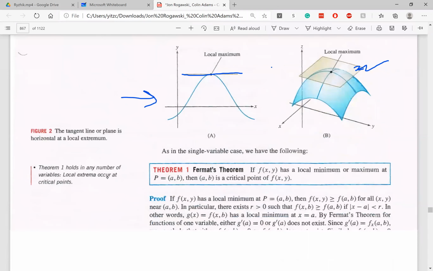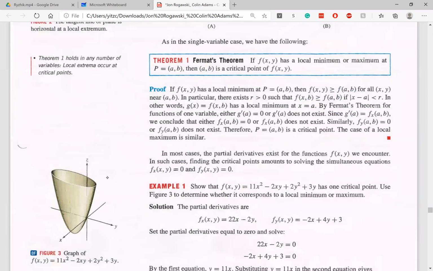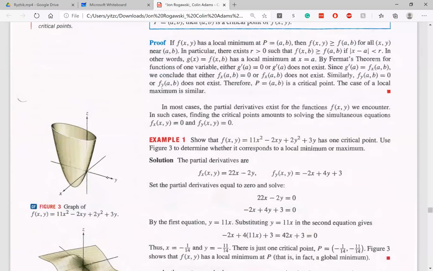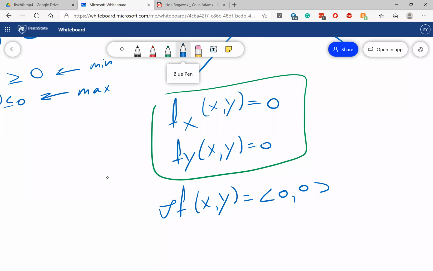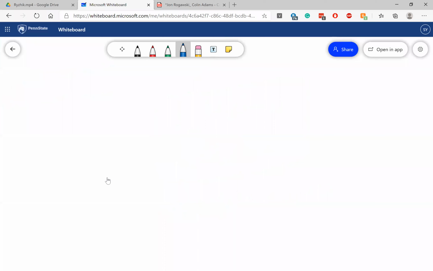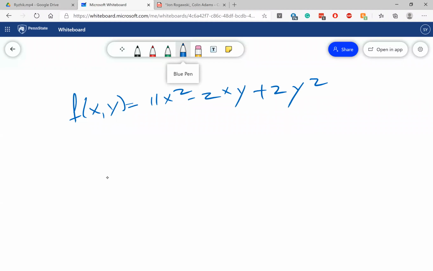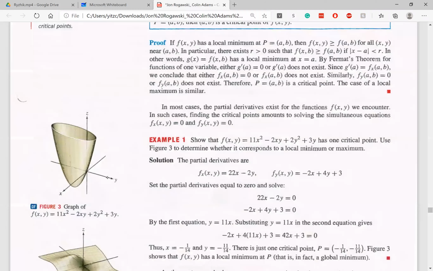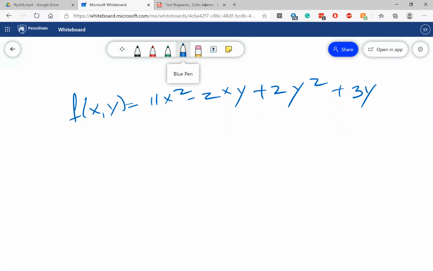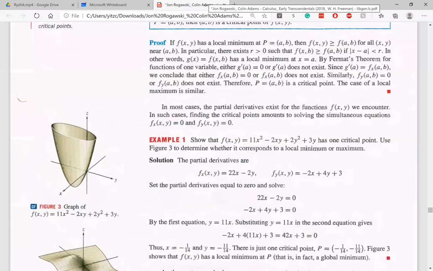So let's do an example. They tell us function f of x, y is equal to 11x squared minus 2xy plus 2y squared plus 3y, and they say it has one critical point, and they ask us to find that critical point.